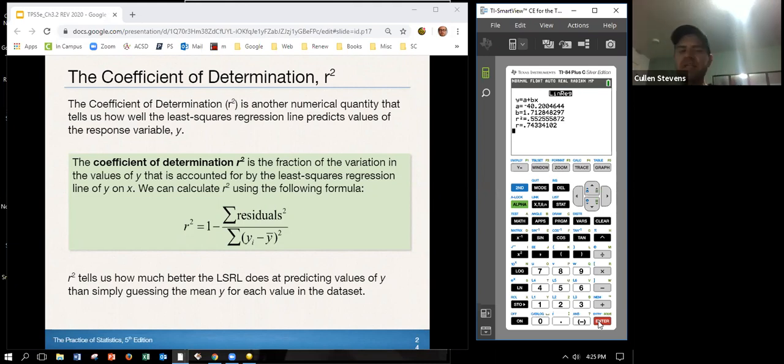R squared basically tells us how much better the least squares regression line does at predicting the values of y than simply guessing the mean y for each value of the data set.